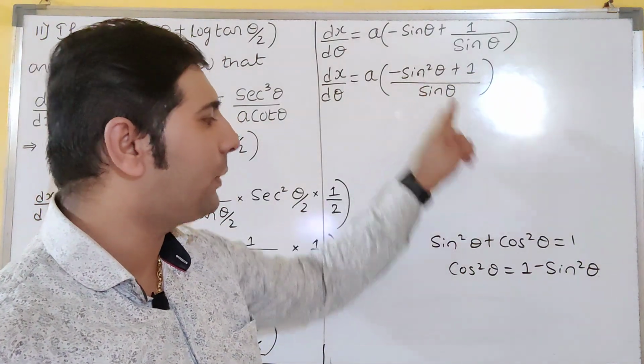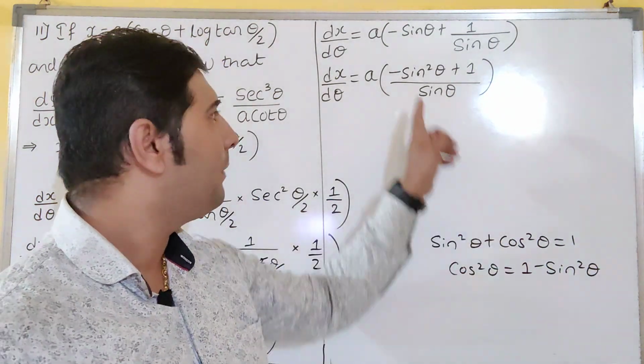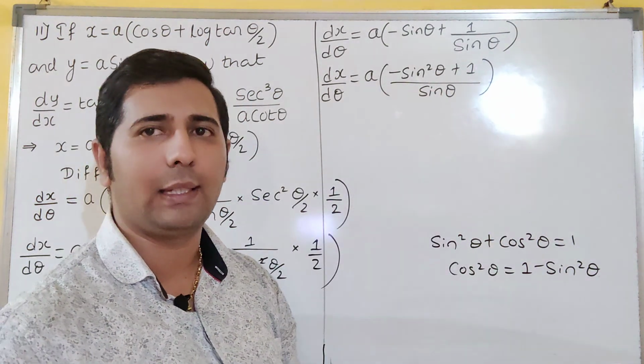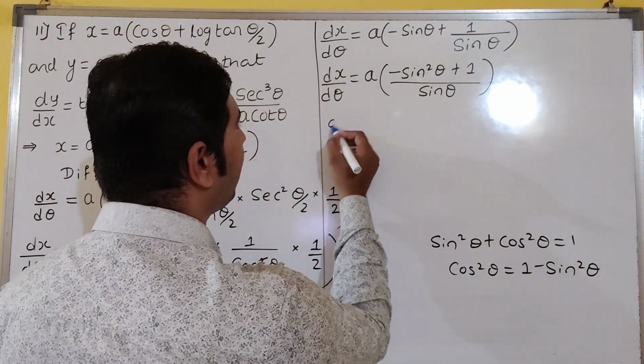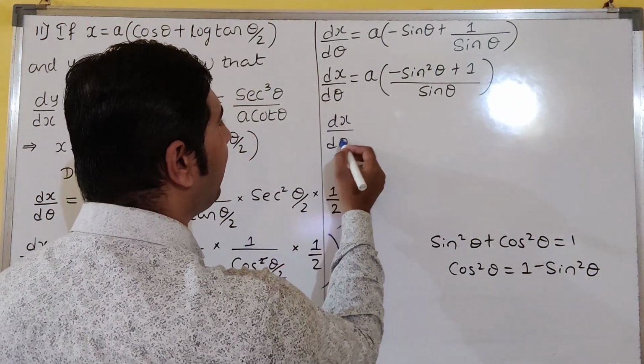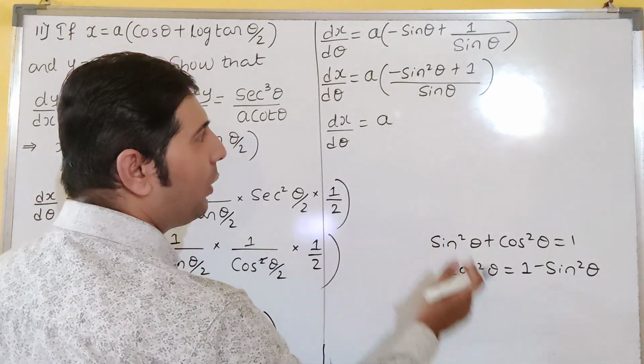So 1 minus sine square is what? 1 minus sine square. See, plus 1 minus sine square theta minus sine square theta. 1 minus sine square theta is what? Cos square theta, dear students. Dx by d theta is what? A into 1 minus sine square is nothing but cos square theta.